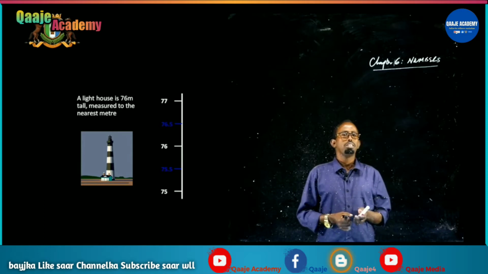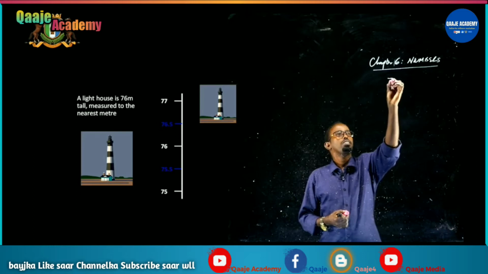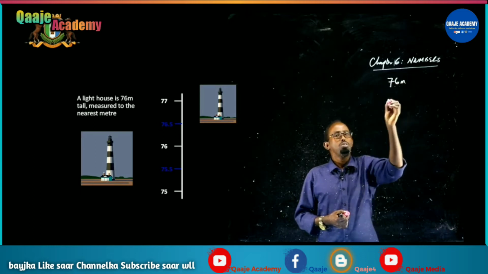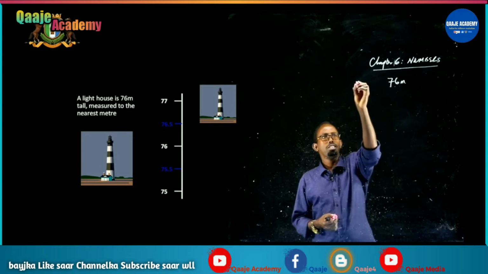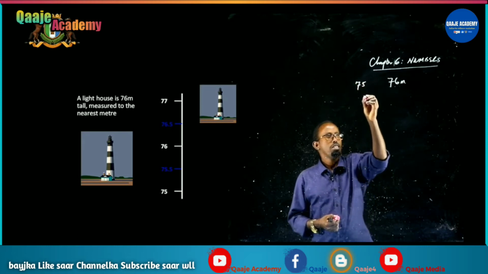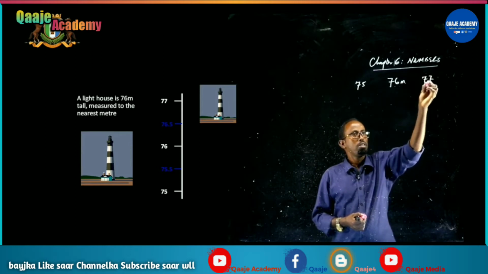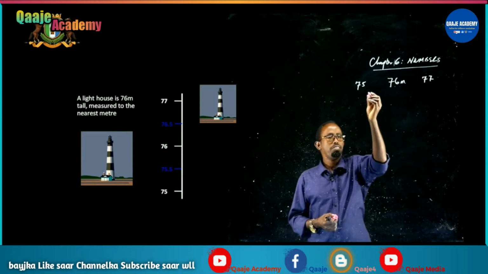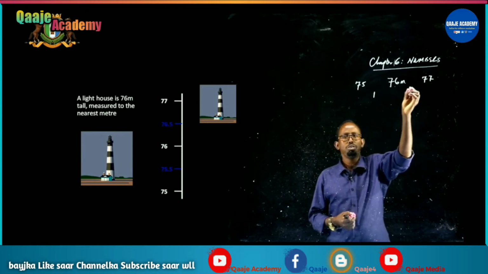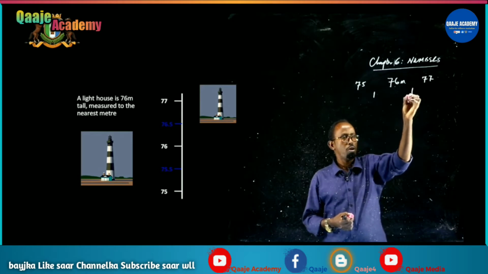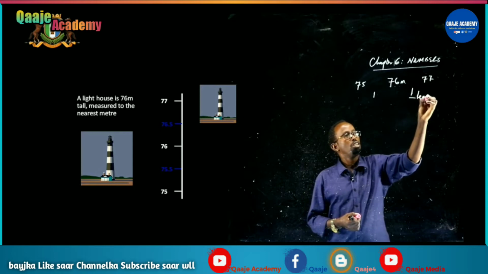Now the lighthouse is 76 meters to the nearest, meaning the number before 76 is 75, the number after 76 is 77. So the difference between 75 and 76 is 1. The difference between 77 and 76 is also 1. So this one is known as the least unit of measurement.